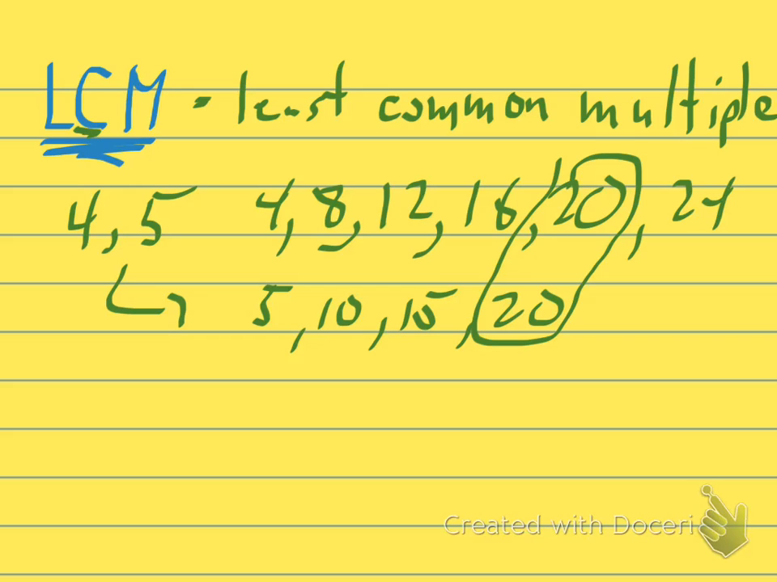Just like with GCF, which had 3 methods. One was to write out all the factors. This time we're going to write out all the multiples. One way that we did greatest common factor was to do prime factorization. There's also a way we can do least common multiple that way. But the cool way to do LCM is with division ladders.